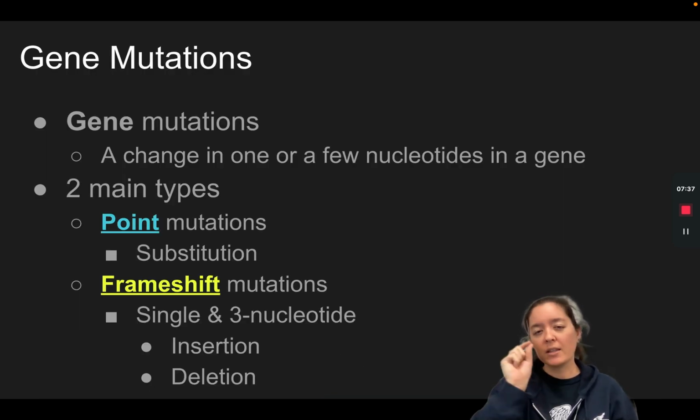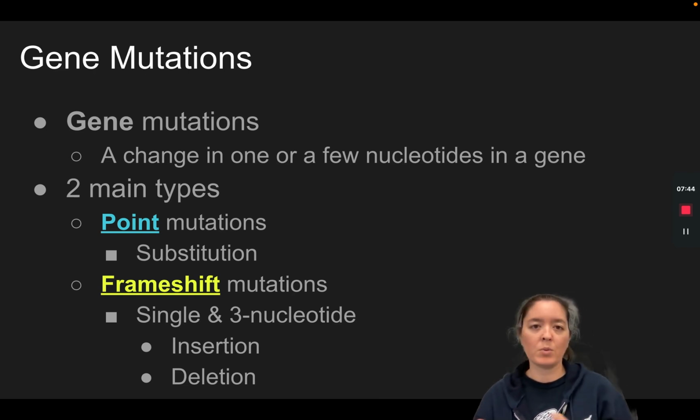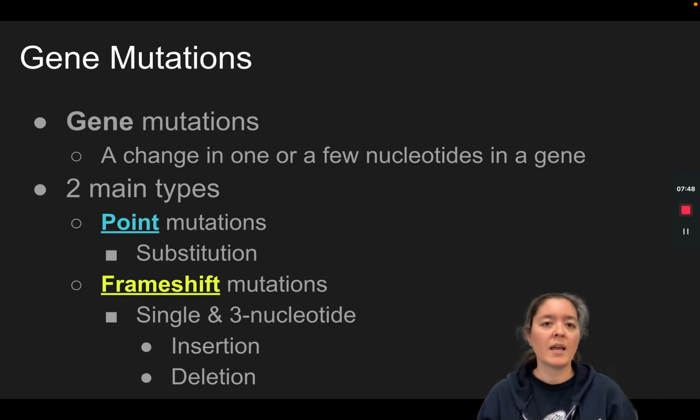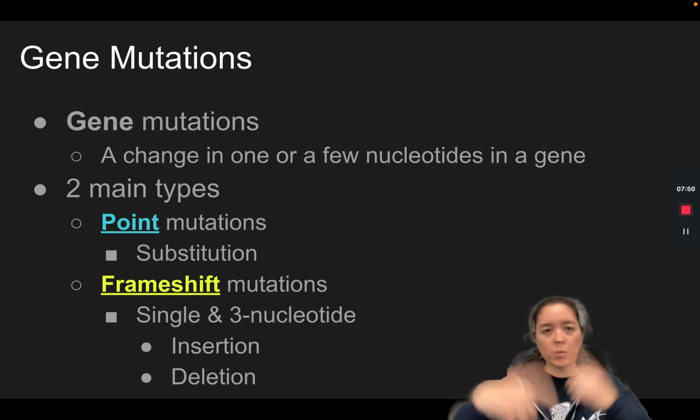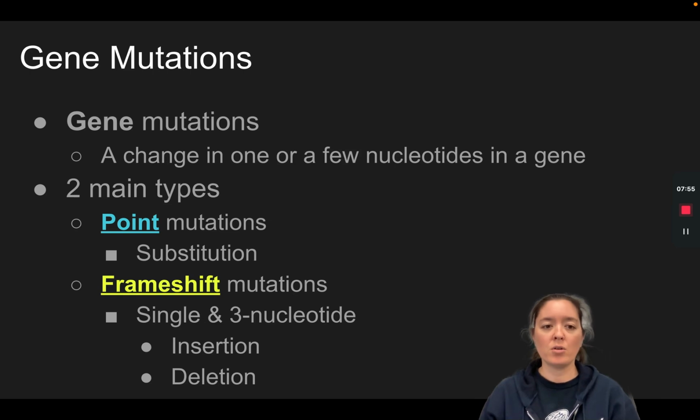So we're looking really at the few nucleotides, or sometimes even just one nucleotide in a gene that changes, causing something to happen with a protein. There are two main types, point mutations, and we're going to be looking at substitution. So we're swapping out nucleotides to create a different code.